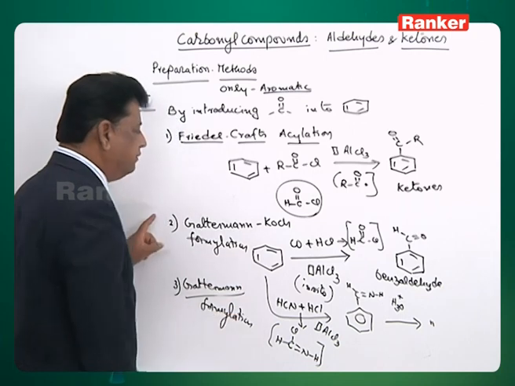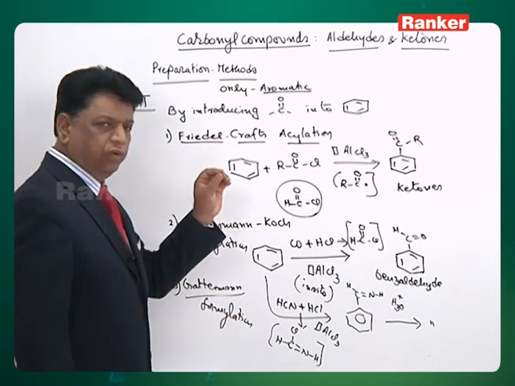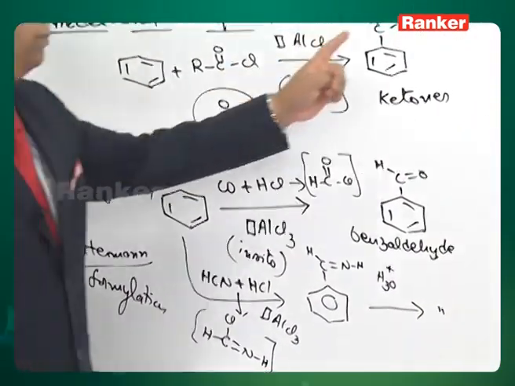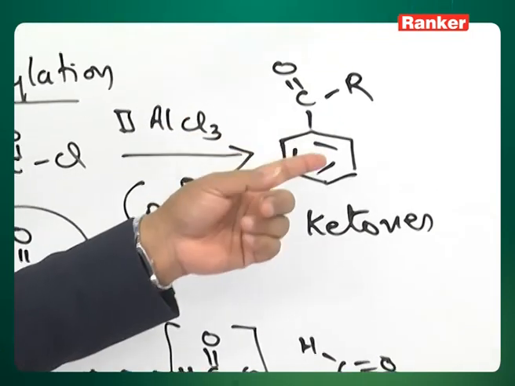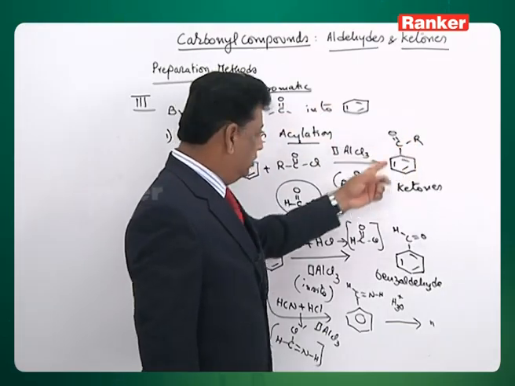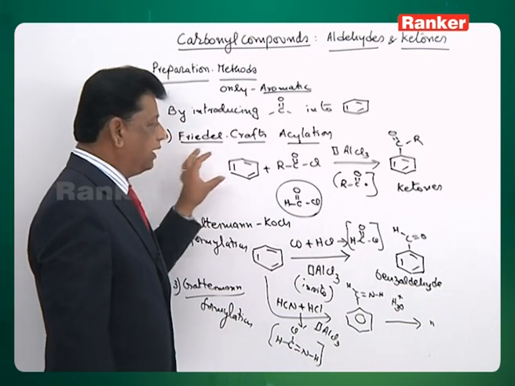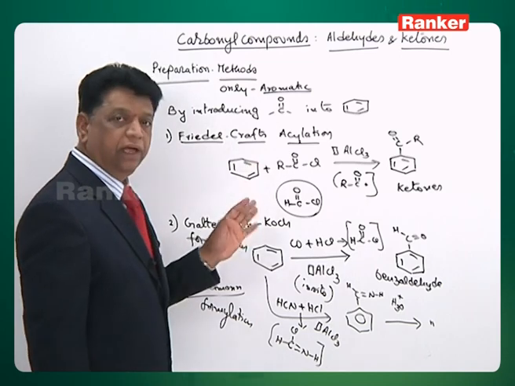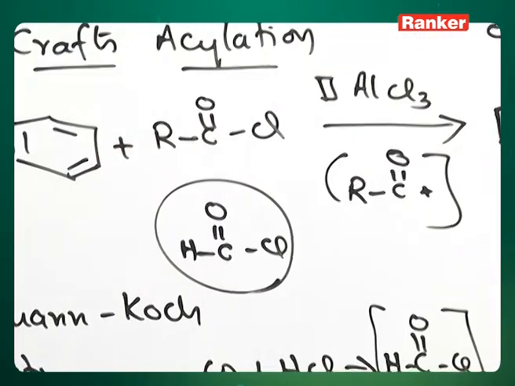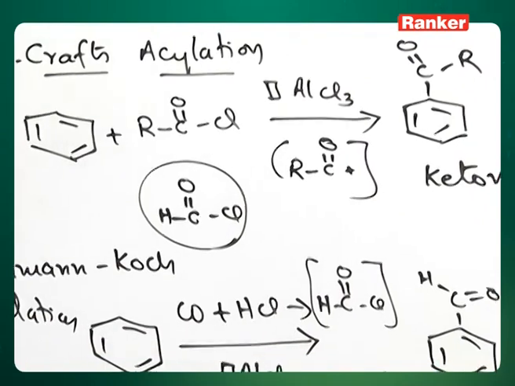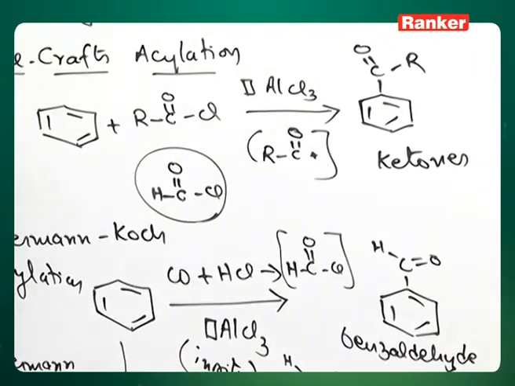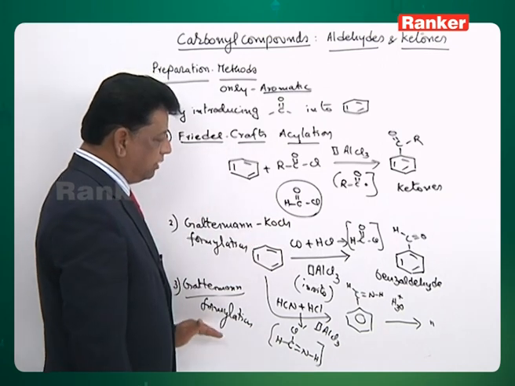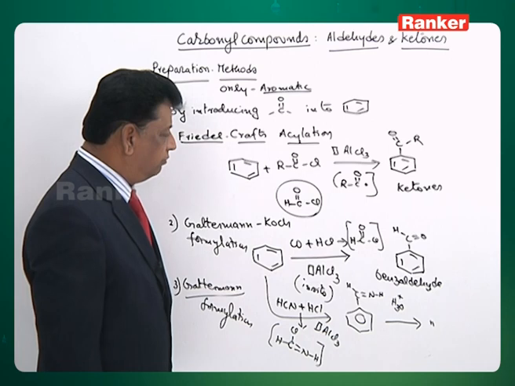The last two methods are restricted to only benzaldehyde. This one is common to the different types of alkyls, methyl, ethyl, propyl, and even aromatic also. So, this is a common method for aliphatic and aromatic, and even two sides aromatic, you can prepare. But these two methods are restricted for only benzaldehyde, where the other method is not able to prepare benzaldehyde. Now, these methods are providing the preparation of benzaldehyde.